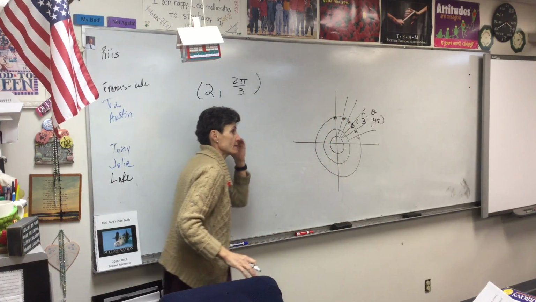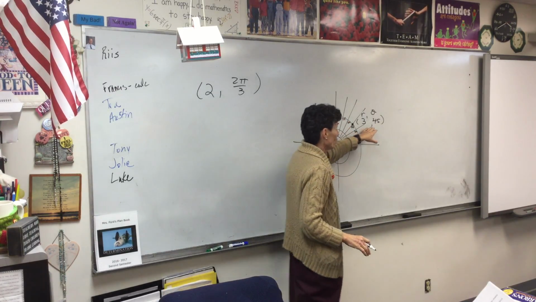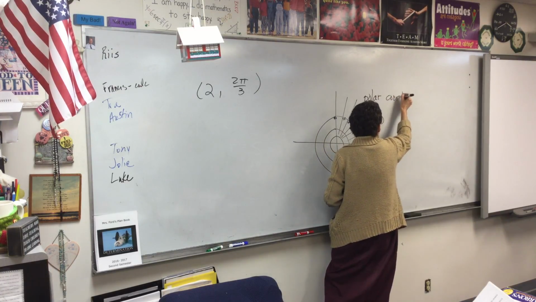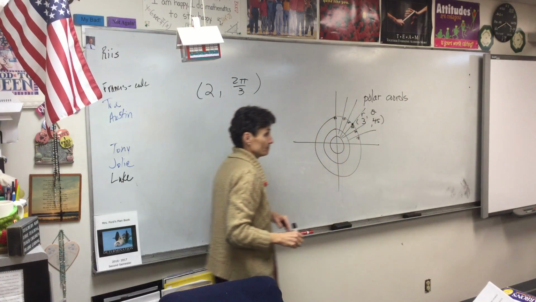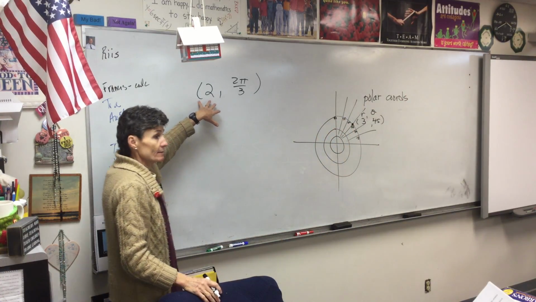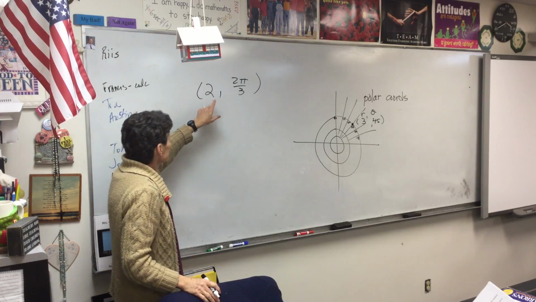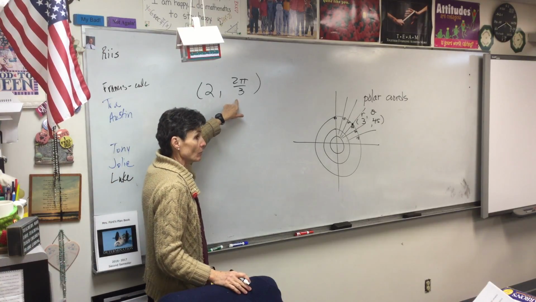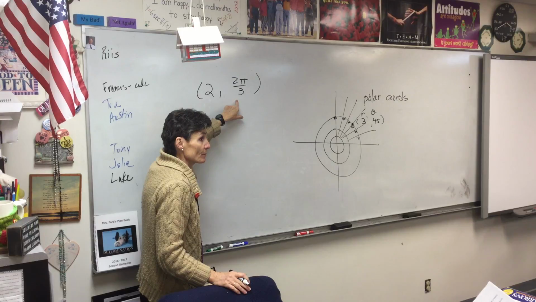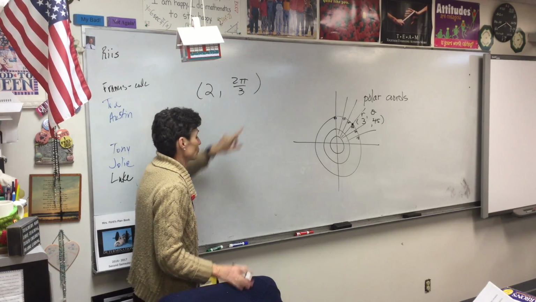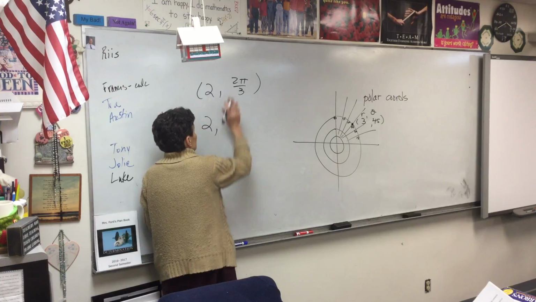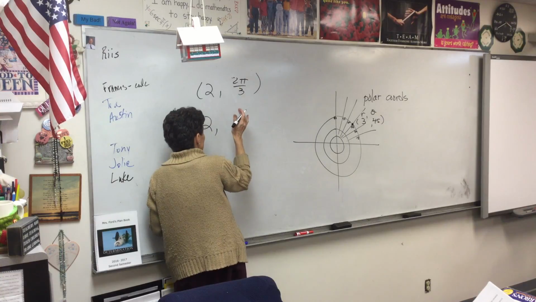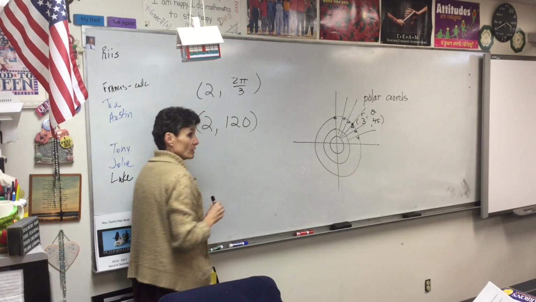So your points in polar coordinates, these are called polar coordinates, are r comma theta. So when you are given this, that means you're on the second circle out, and your angle is 2 pi over 3. Well, 2 pi over 3, let's do that in degrees. Pi is 180, divided by 3, times 2. So this is the same as 2 comma 120.